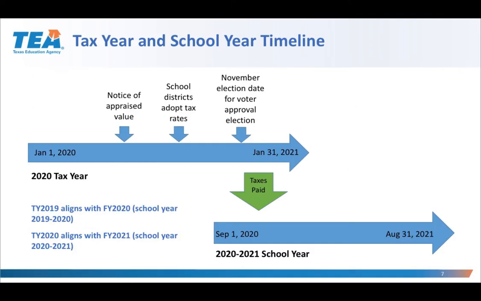So just another quick check so that everybody knows how tax years and school years are related. You can see that the 2020 tax year will begin January 1st, 2020, and everybody has up until January 31st, 2021 to pay their taxes. You can see when the notice of appraised value comes into the school districts in April, May of that tax year, then districts adopt their tax rates. This is the November election date if they choose to have a voter approval election. And then taxes get paid at the end of that school year, and they are used for the 2021 school year beginning in September of 2020.